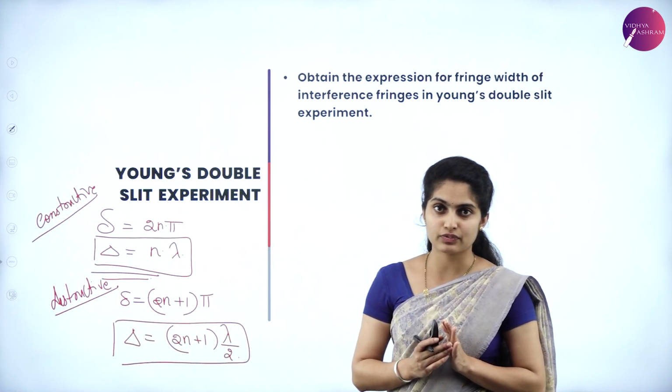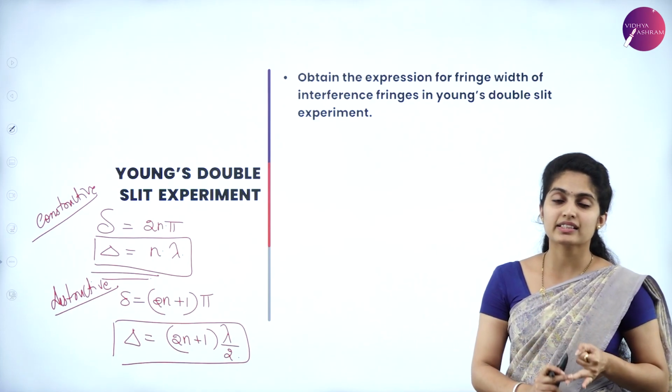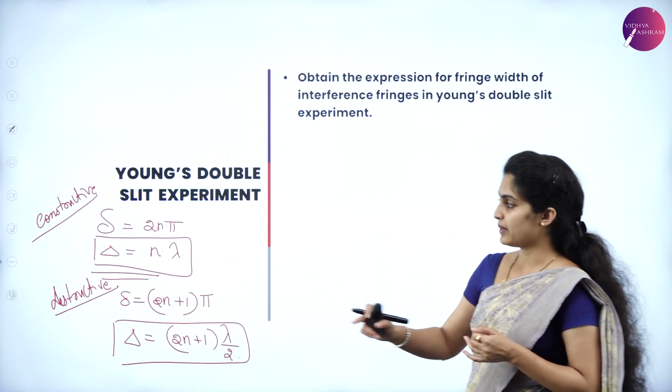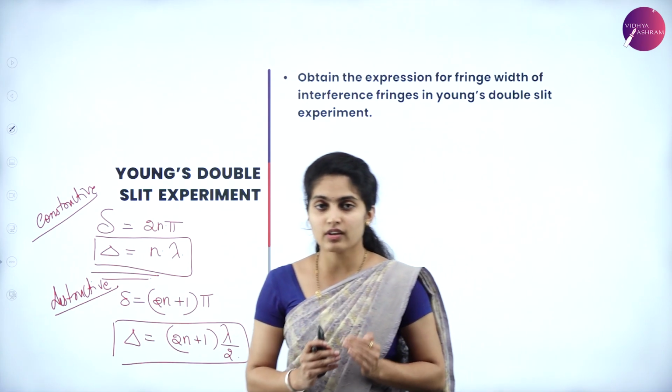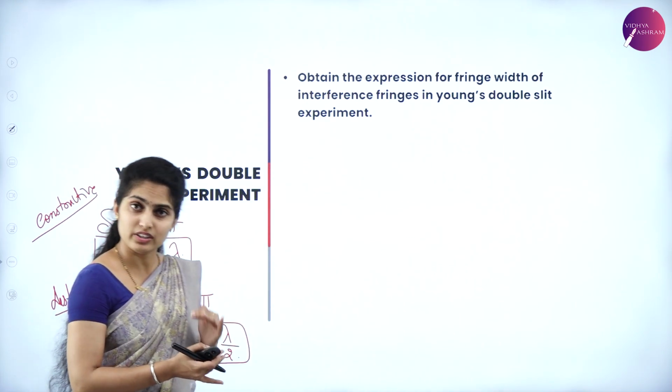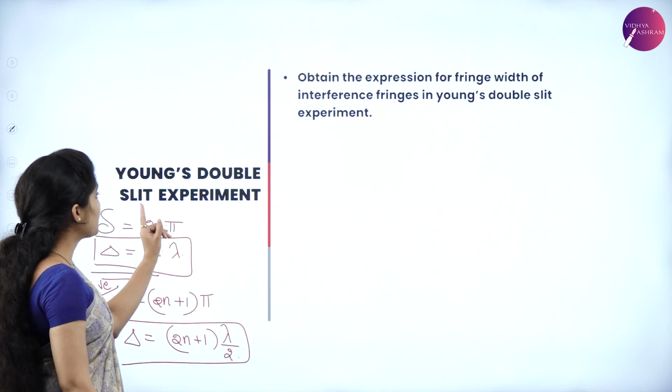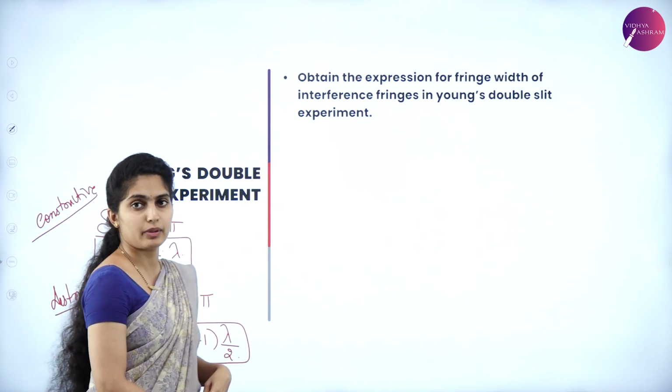These are the two conditions for phase difference as well as path difference for constructive as well as destructive interference. We are just keeping all these concepts as a base, and we are going to derive the Young's double slit experiment.